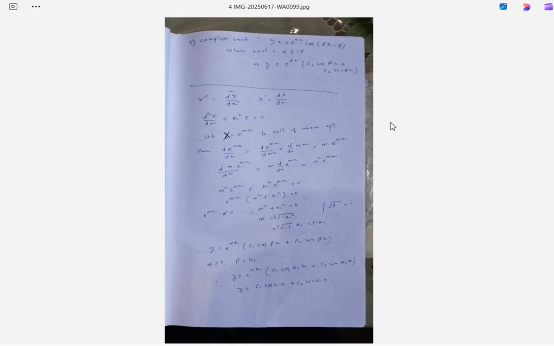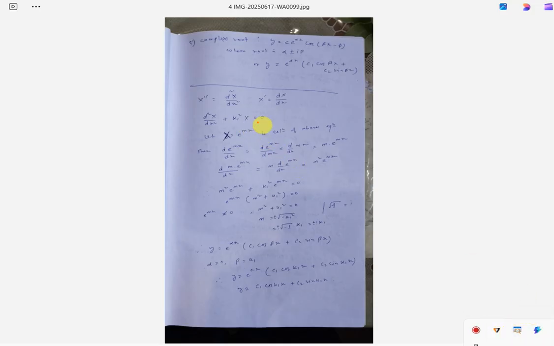Now we can modify this, or we can say, if there is a differential equation which is kind of like this, right? Okay, let me show it.